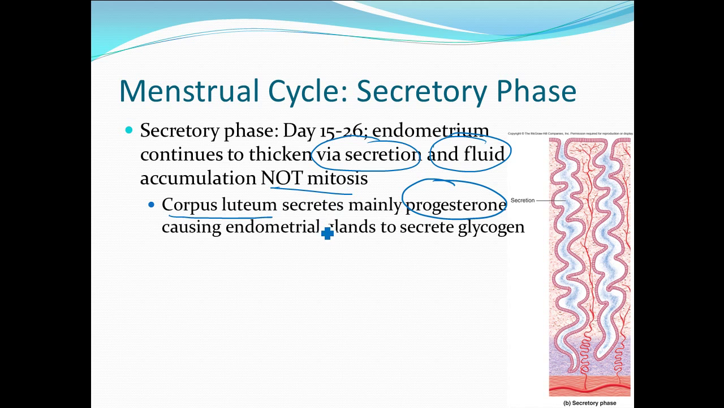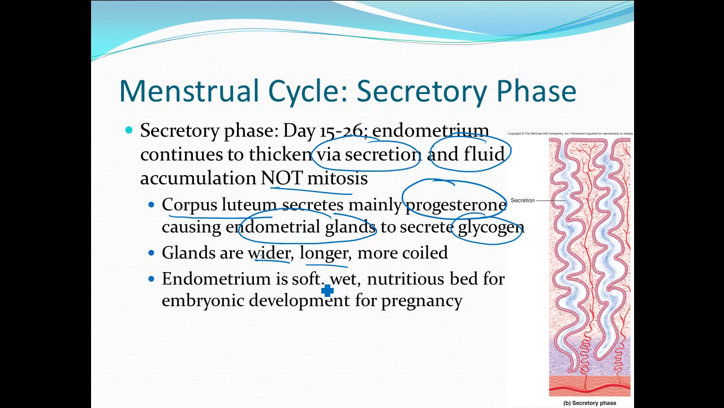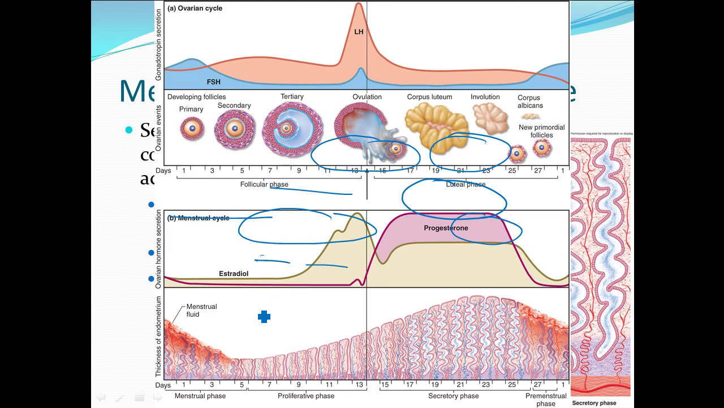And so what's going to happen is that the endometrial glands that we've been talking about are going to secrete something called glycogen. The glands become wider and longer and even more coiled. That makes the endometrium very soft and wet, very nutritious for the embryo if it does get implanted here. And during this period of time, it's pretty much this part here.